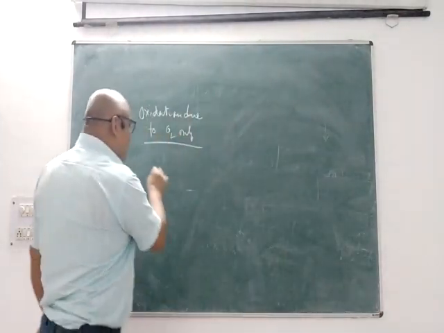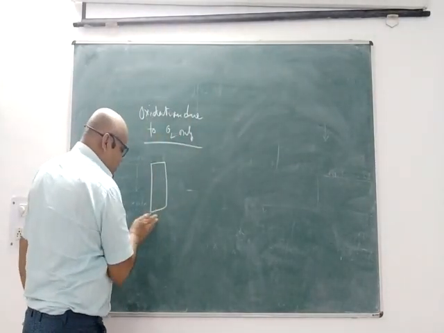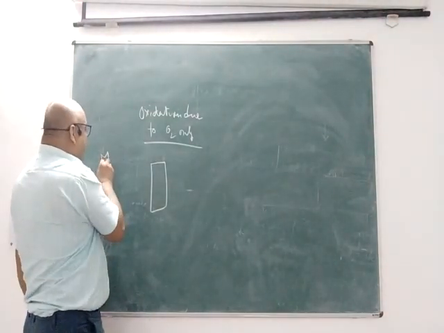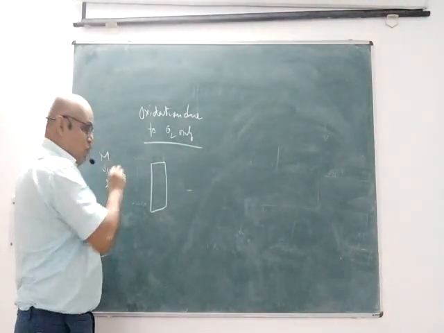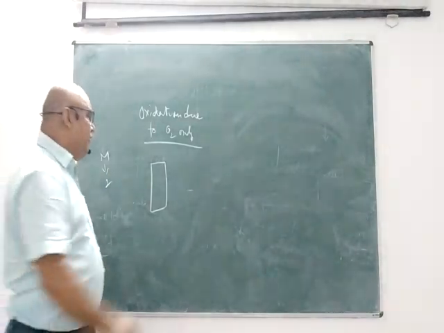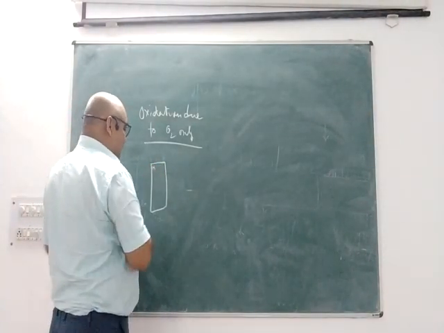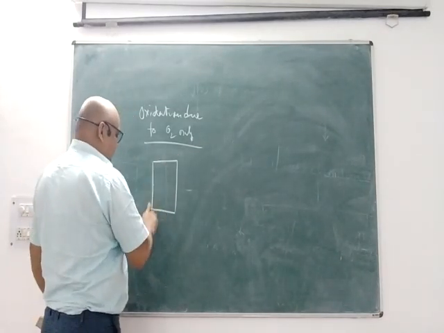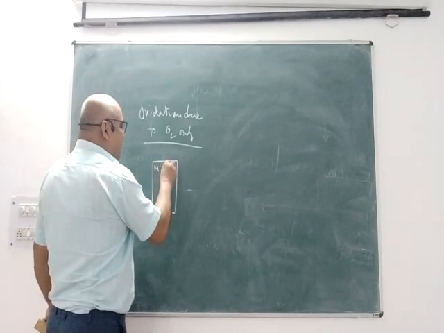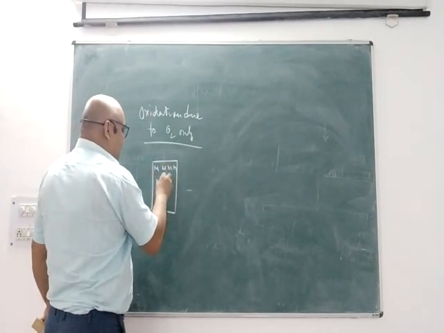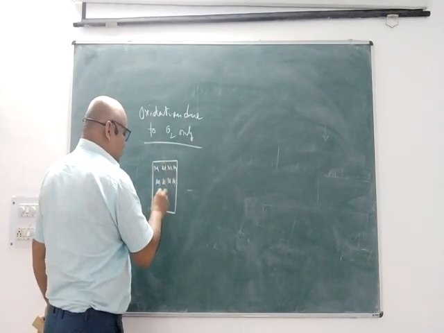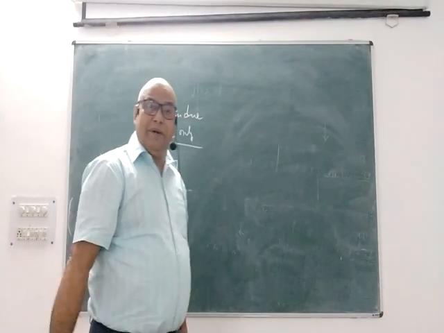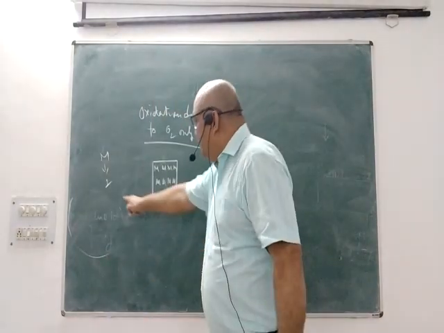Let us consider a metallic structure. This is your metallic structure made of metal M, and the valency of the metal is 2. What does it mean? It means M will be everywhere. Let us take a bigger structure like this. This will be M, M, M, M, M, M, M, M, like this only. It is a metallic structure made of the metal M, and the valency of the metal is 2.